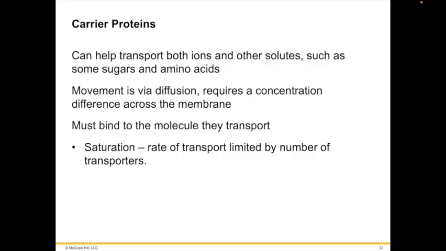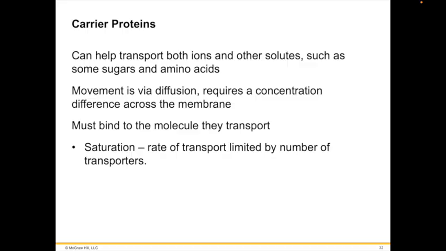Carrier proteins can help transport both ions and other solutes, such as some sugars and amino acids, across the membrane. Transport through a carrier protein is still a form of diffusion and therefore requires a concentration difference across the membrane. Carriers must bind to the molecule they transport, so the relationship between concentration and the rate of transport differs from that due to simple diffusion.